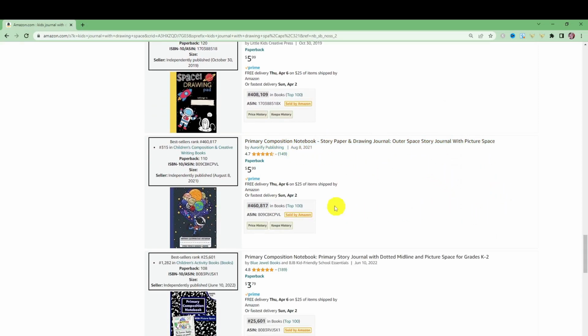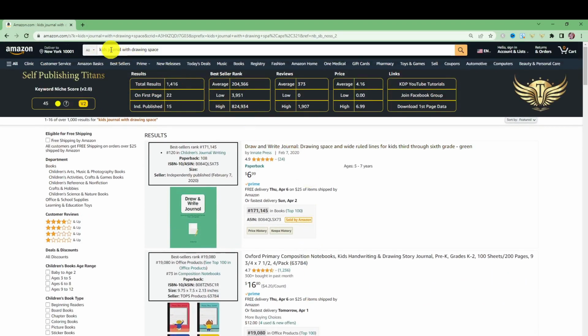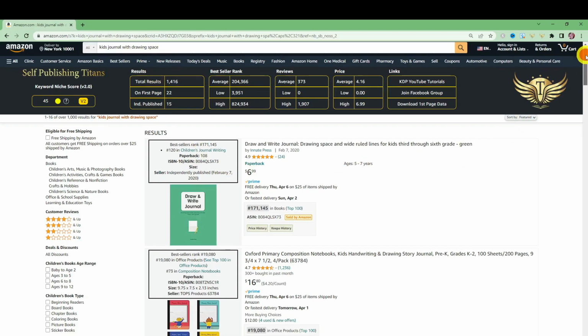and looking at the keywords that people are going after. So this one has got onto the front page for primary composition notebook, story paper and journal writing, whereas the keyword we've typed in is kids journal with drawing space. So let's have a look actually how many of these books even use that keyword, kids journal with drawing space.